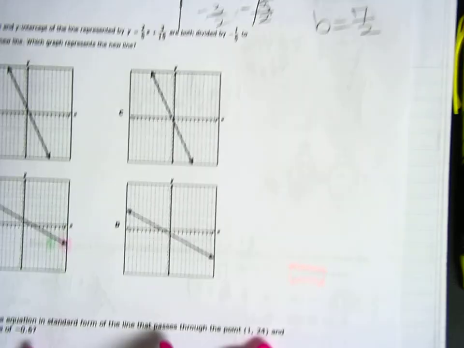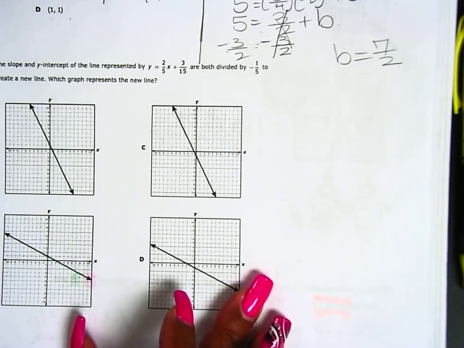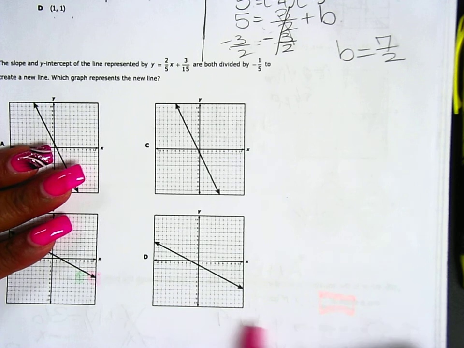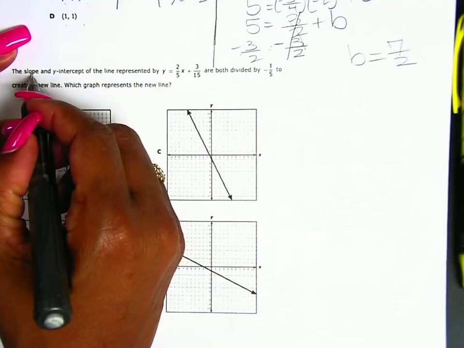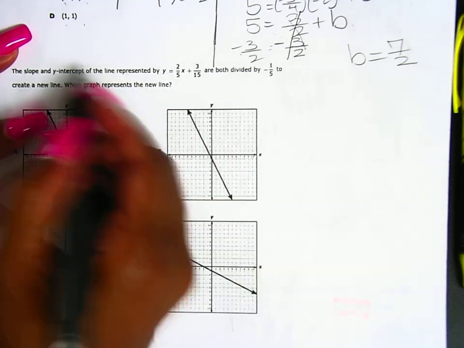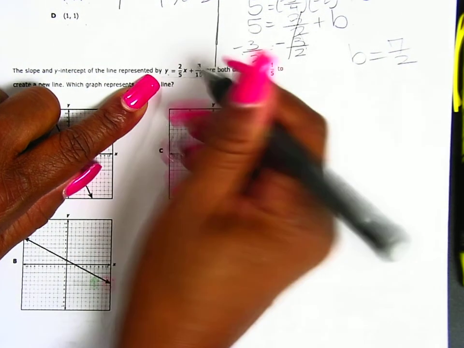Okay. Moving on. And some of you probably say, I know another way. You could do another way, you get the same answer. It's not one way to do a math problem. It really isn't. The majority of the time. Here it says the slope and the y-intercept of the line represented by, okay, they gave me an equation.